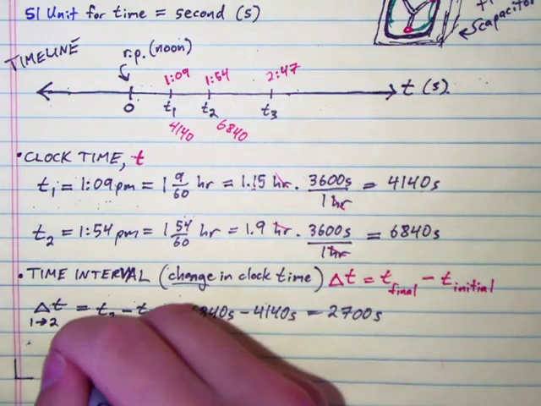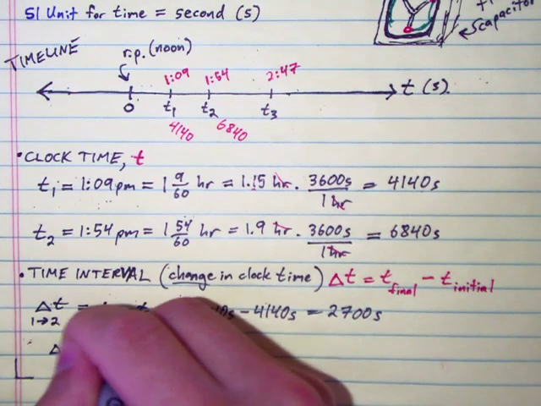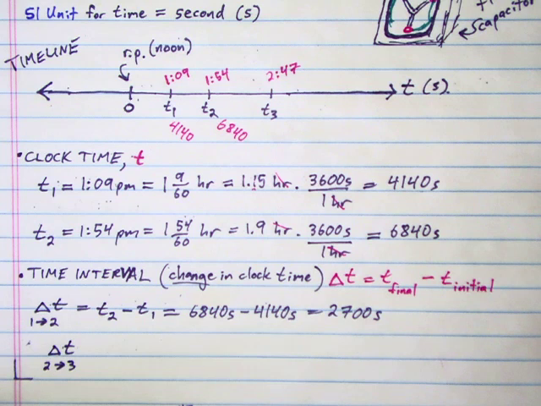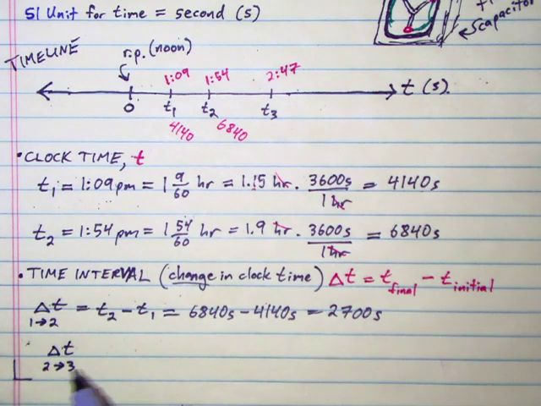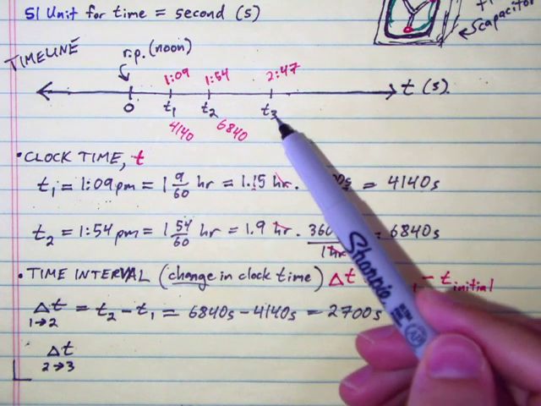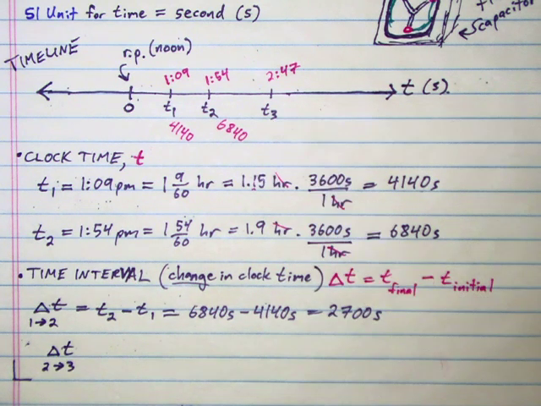I want you to take a minute to work out the time interval between events 2 and 3. Go ahead and pause the video for a moment and work out how much time elapsed between event 2, when the Spanish teacher set off the fire alarm, and event 3, when the Project Lead the Way students set off the fire alarm. Got the answer? Okay, here it is to check.